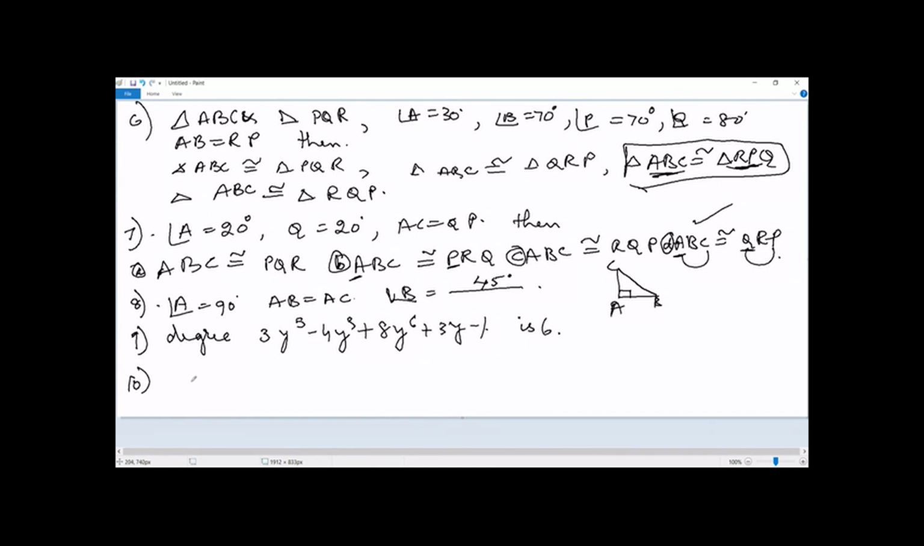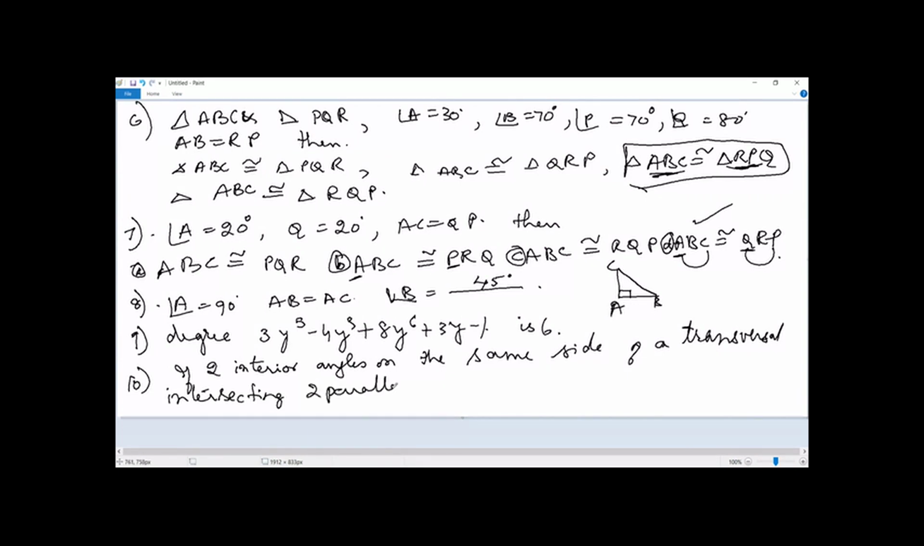If two interior angles on the same side of a transversal intersecting two parallel lines are in the ratio 2:3, find the smaller angle. Find the smaller angle.